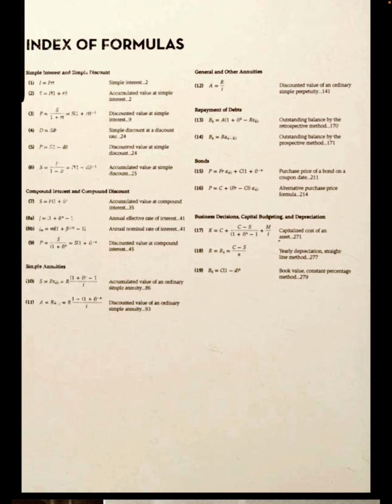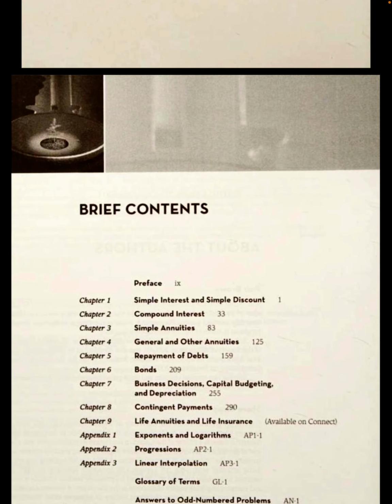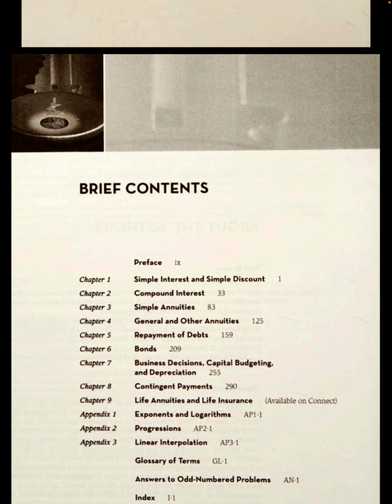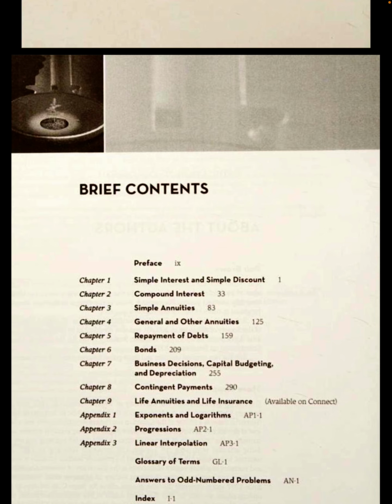The content of this course will be 3 chapters. Chapter 1, simple interest and simple discount, chapter 2, compound interest, and chapter 3, simple annuities. If we have time, we will transfer to chapter 5, general and other annuities.